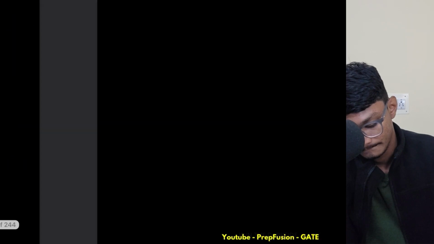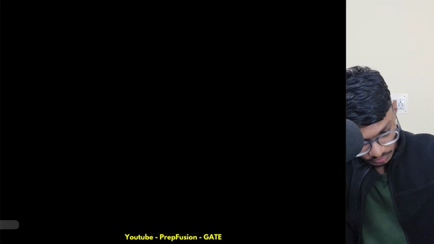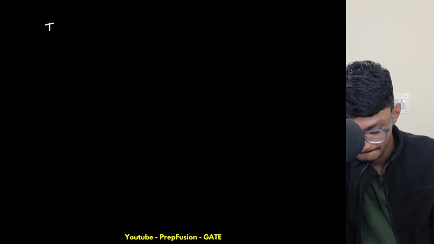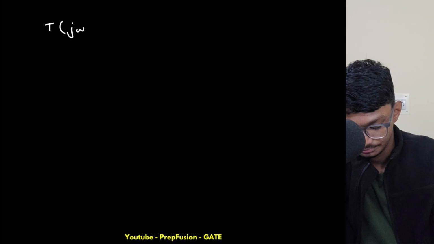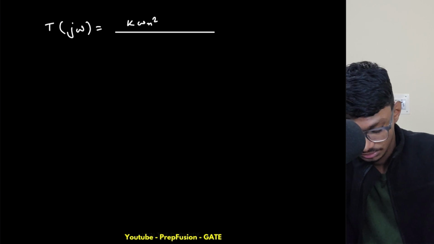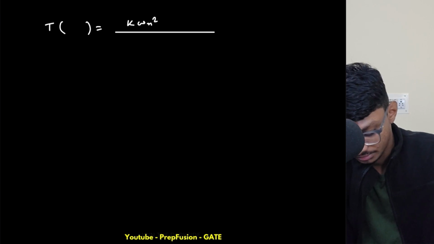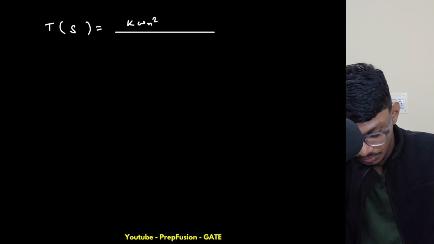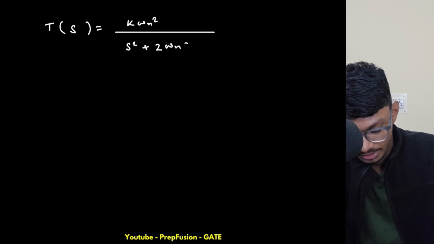Now if you want to put the value, if zeta is 1, then what does my T of j omega become? It is simply K omega n square divided by, let me write in terms of s itself first, s square plus 2 zeta omega n s, that is 2 omega n s as zeta is 1, plus omega n square.